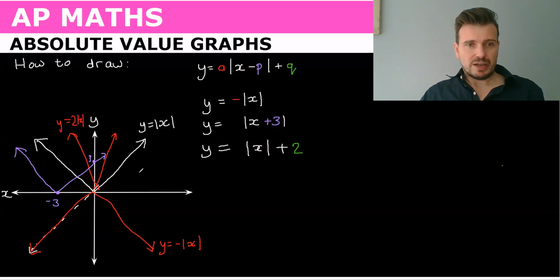The +2 outside the absolute value simply shifts it up by 2, so it goes up by 2.